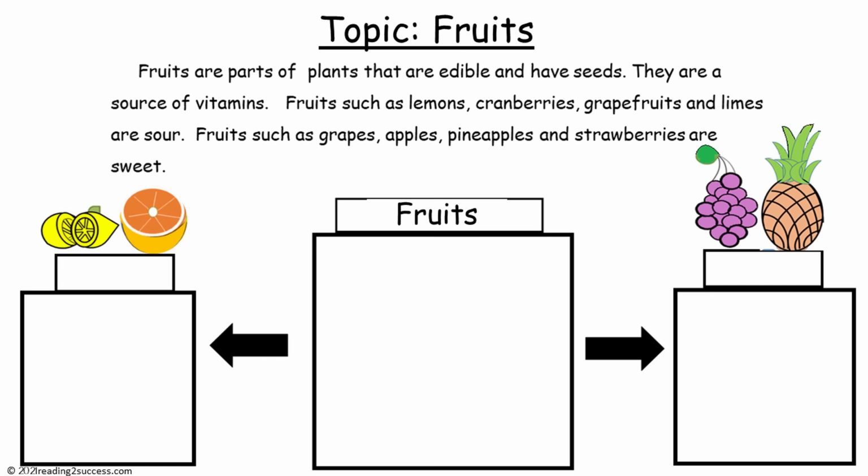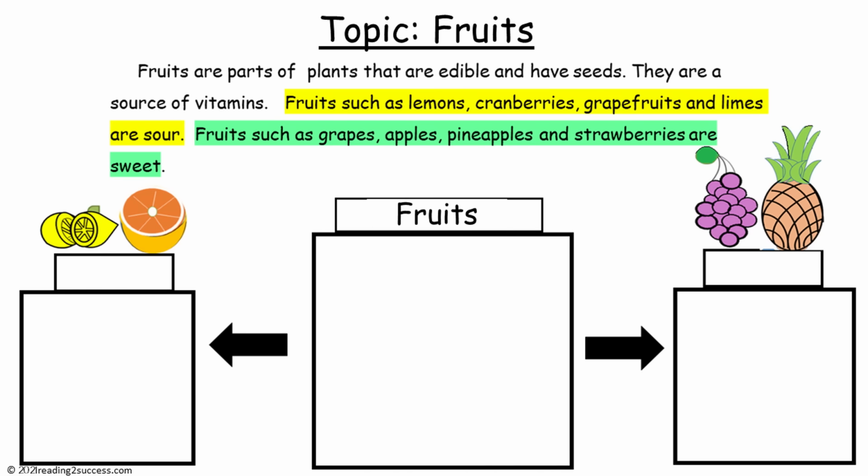Fruits are parts of plants that are edible and have seeds. They are a source of vitamins. Fruits such as lemons, cranberries, grapefruits, and limes are sour. Fruits such as grapes, apples, pineapples, and strawberries are sweet.